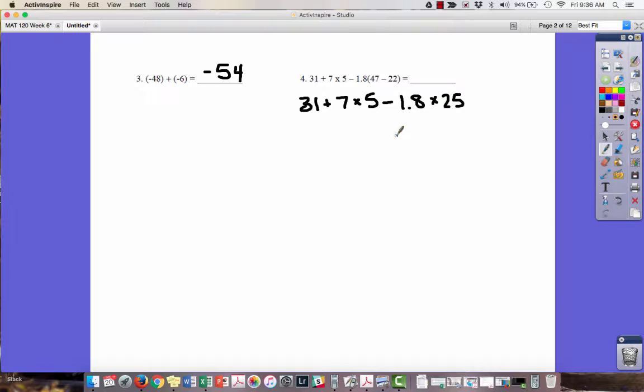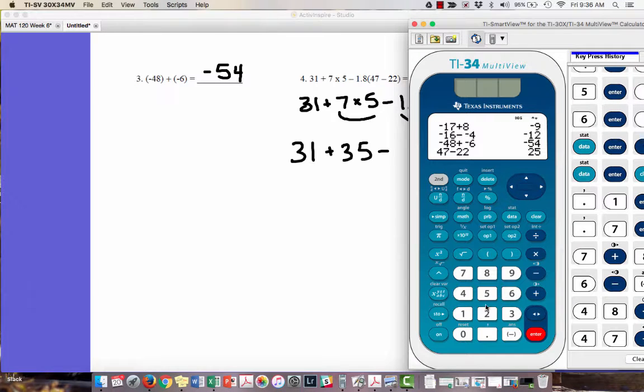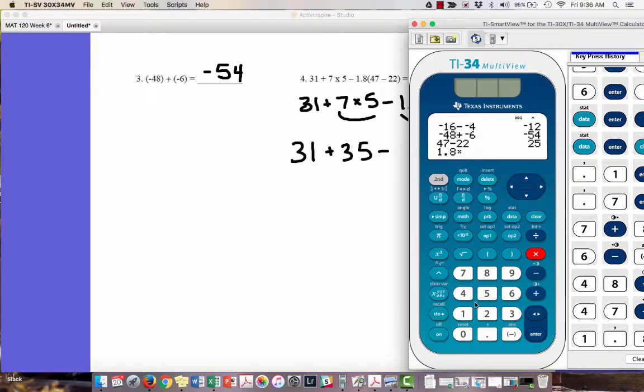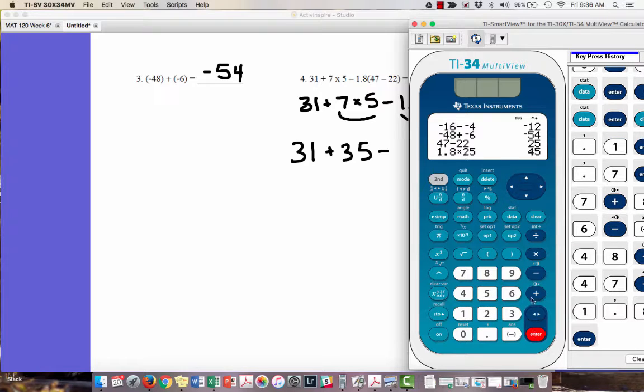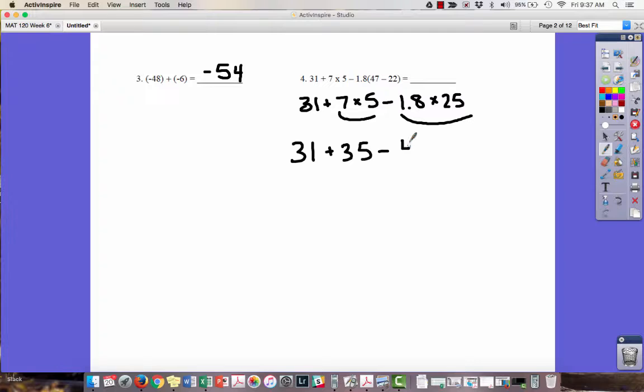So then I want to look through, thinking of the order of operations. I did the parentheses. There's no exponents, but I'm going to multiply and divide before I add and subtract. So now I have 31 plus 7 times 5. Well, 7 times 5 is 35 minus 1.8 times 25. Well, 1.8 times 25 is a little bit longer multiplication, which is 45. So then I really have 31 plus 35. Well, if I add those together, I get 66. And then I take away 45, and I get 21.